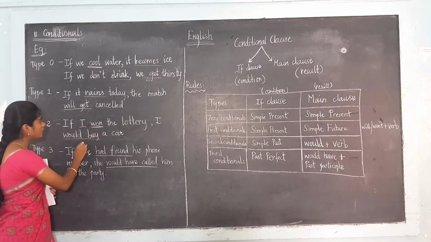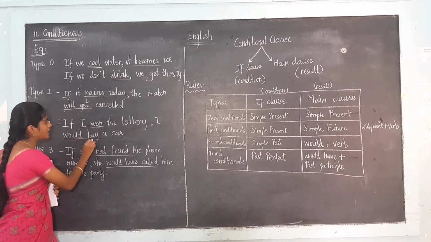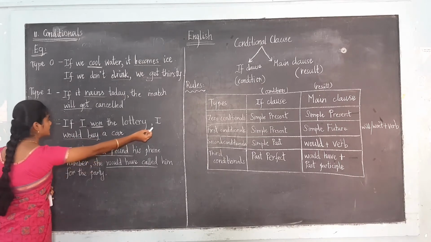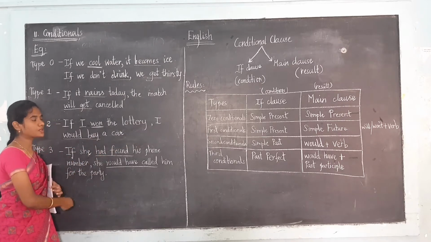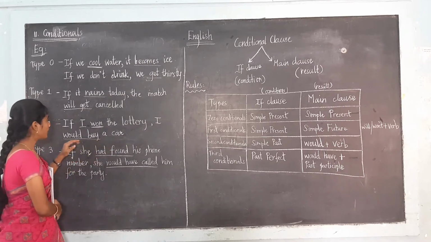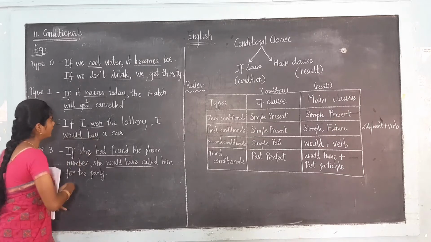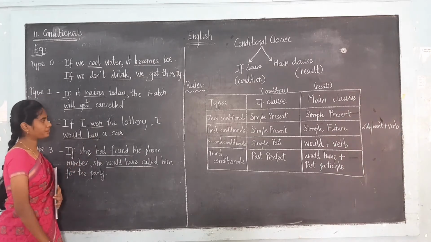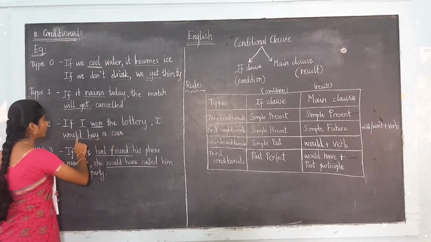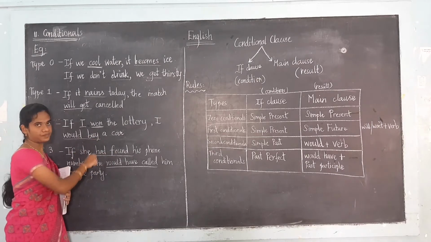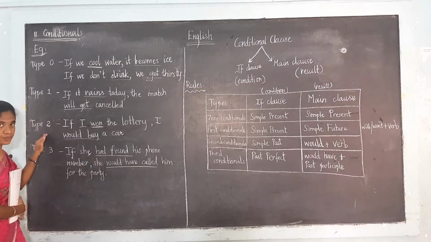And see here the main clause is in the would plus verb. What is the main clause here? I would buy a car. So this is the main clause. And would, I have written would plus verb. Okay, I would buy a car. Would plus verb. So this is in the type 2.